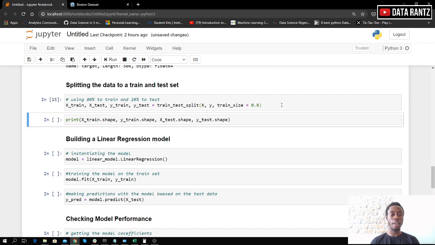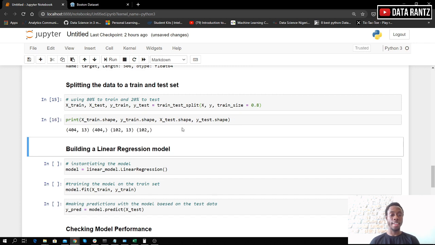So let's split the data, and then we want to see what the shape looks like. We can see that the x train and the y train are 80% of the data, which is 404 rows, with 13 columns for the x train, and 404 rows and just one column for the y train. The x test and y test are 20% of the data. We'll use these to validate our model, while we use the others to actually train the model.